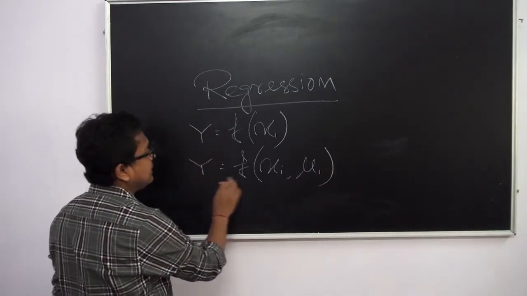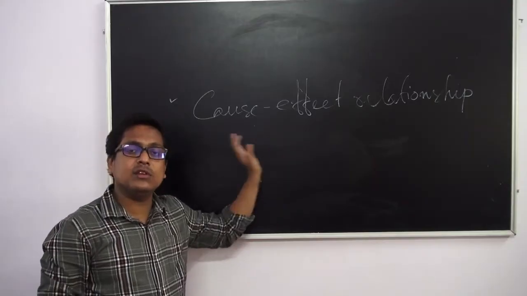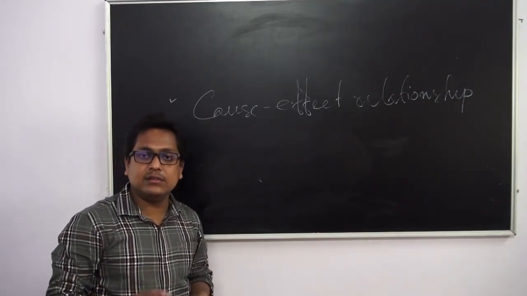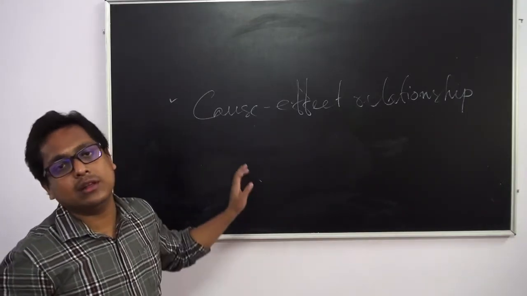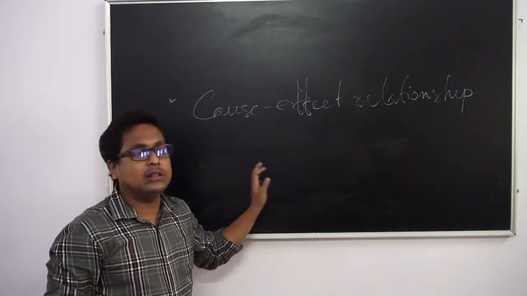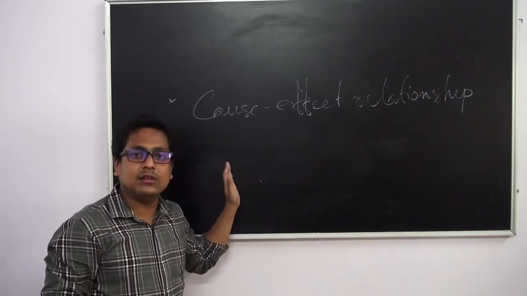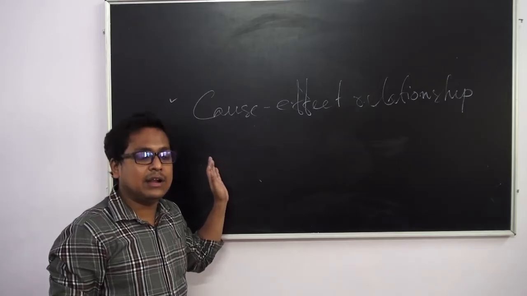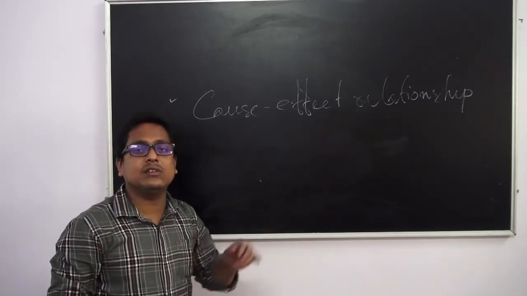plus the error term mu. Now we have to discuss the cause and effect relationship. As such, statistical regression does not imply a cause and effect relationship. The idea of causation comes from outside the area of statistics.